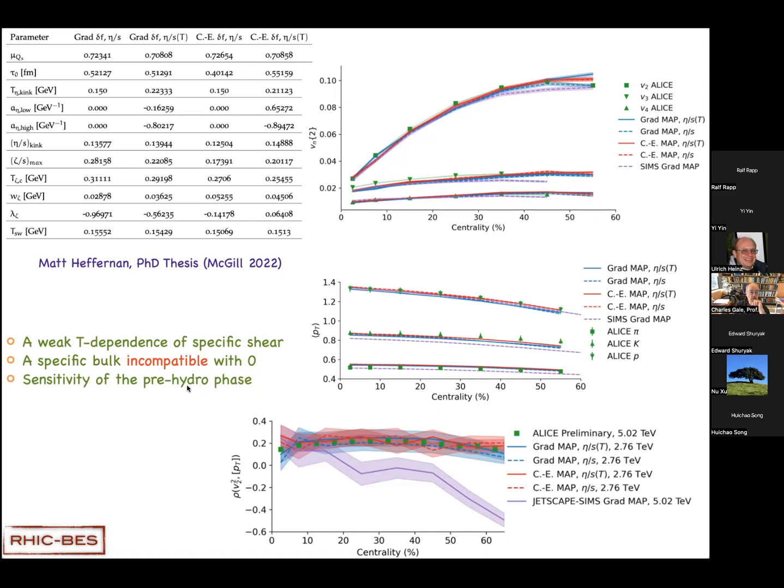Okay, Charles, there's an urgent question, if I may interrupt. Sure, absolutely. Yeah, interrupt me because I can't really see the chat. Okay, so Hannah Elfner is asking if you have an understanding why the bulk viscosity peaks around 250 MeV in temperature, what the underlying physics could be.